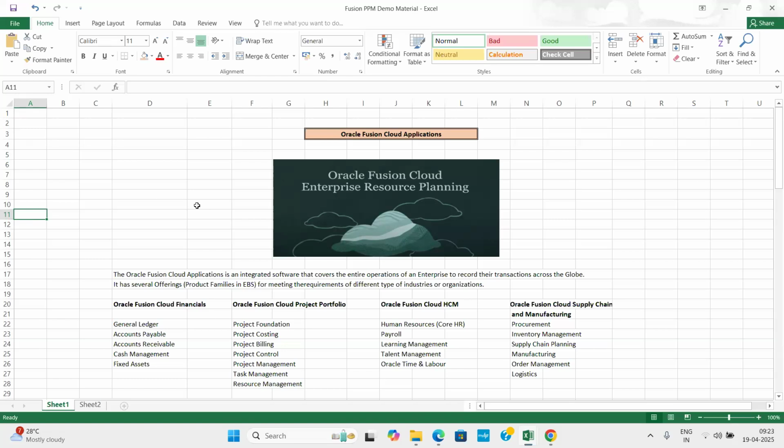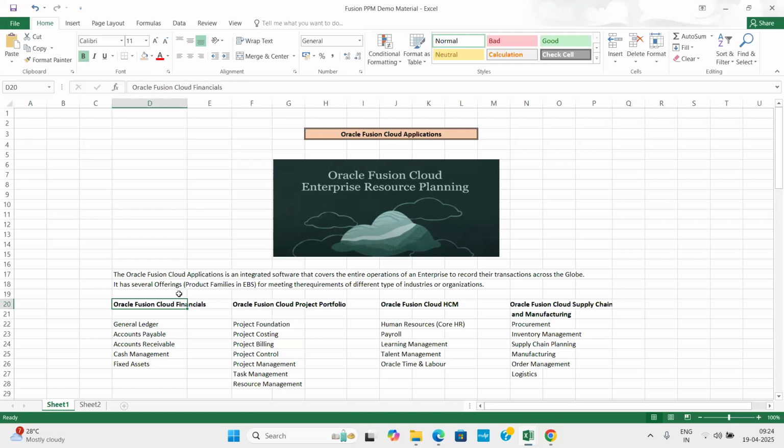The Oracle Fusion Cloud Applications is an integrated software that covers the entire operations of an enterprise to record their transactions across the globe. It has several offerings. That means in ERP, Oracle Fusion Cloud Applications has got several offerings. Previously, we used to call them product families, up to the E-Business Suite.